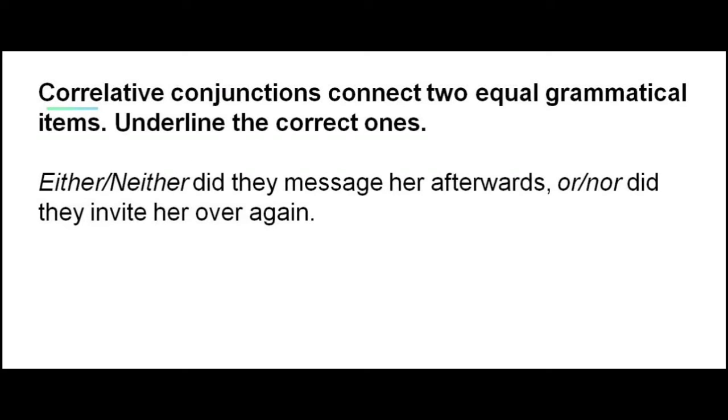Also remember that correlative conjunctions connect two equal grammatical items. Read the following sentences and underline the correct one. Either, neither did they message her afterwards, or nor did they invite her over again. Neither did they message her afterwards, nor did they invite her over again.